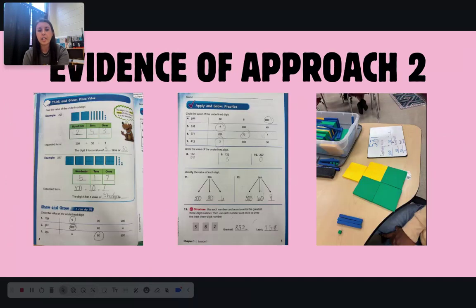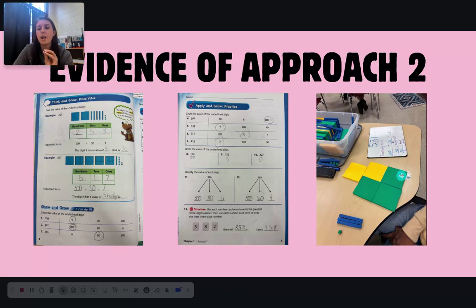Here's some evidence of my approach number 2. As you can see right here, I was working one-on-one with this student, and she was building 531 for me. She put it into expanded form. Then she was telling me how many hundreds, how many tens, how many ones. I did notice as she was doing this, as you can see right down here, she wrote 300 hundreds, 30 tens, and then 1 ones.